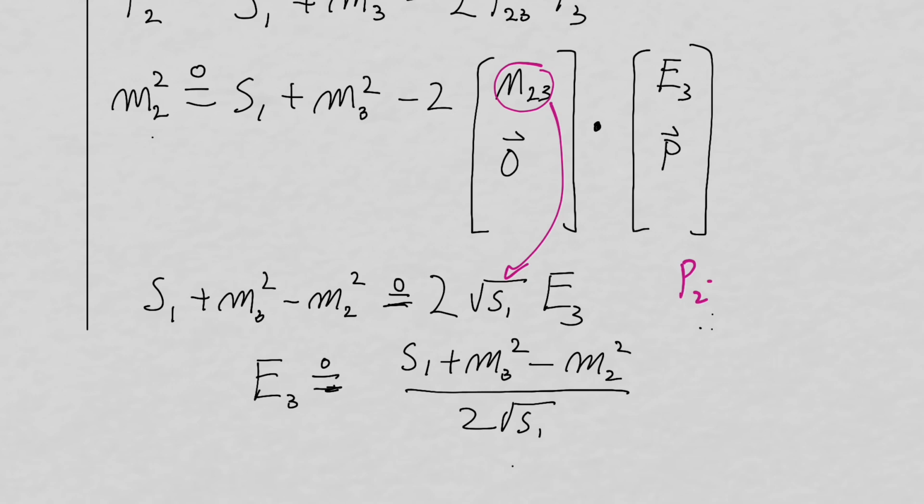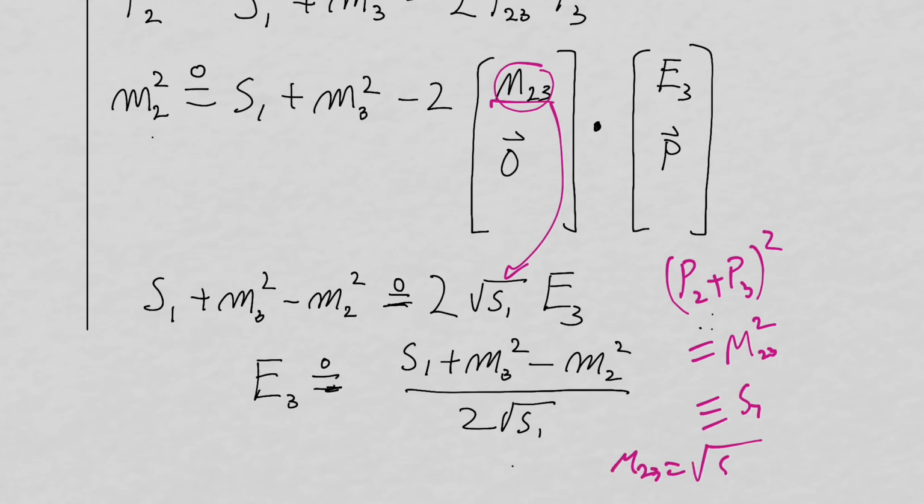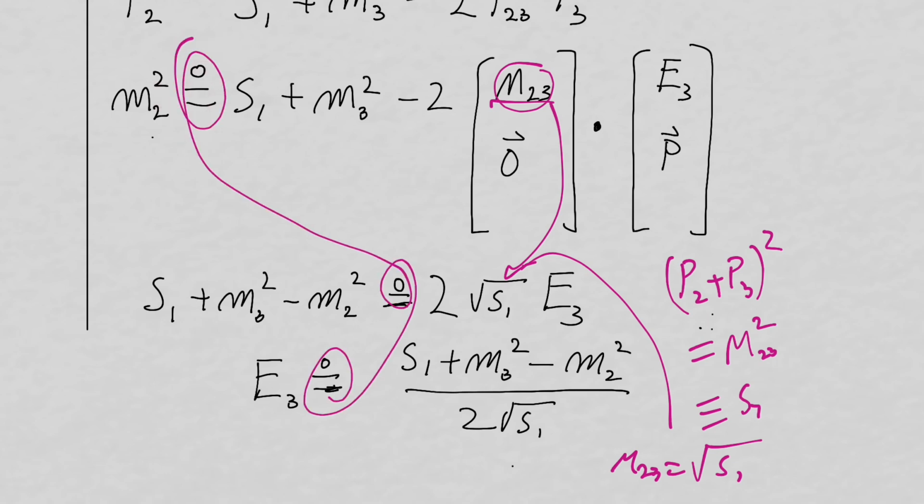Just as a reminder, P2 plus P3 squared equals M23 squared. So M23 is just the square root, and this is by definition S1. So M23 equals the square root of S1, and that's what goes there. And then, of course, you solve for E3, and you end up with this expression. And we introduce the circle here, and it flows through everything. Once you introduce that circle, you're stuck with it.